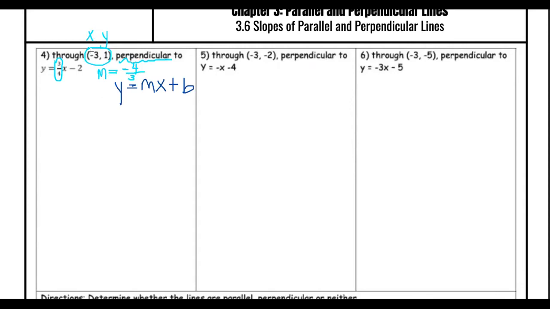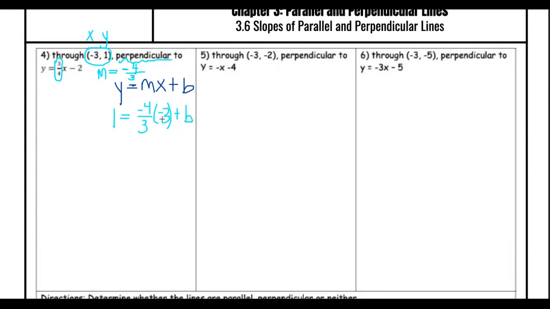So now we're ready to substitute everything in. y is 1. Slope, -4/3. x, -3. And b, we don't know. That's what we're going to have to solve for. Okay, so we picked out the important information. We've now substituted it into our formula. So let's solve for b.